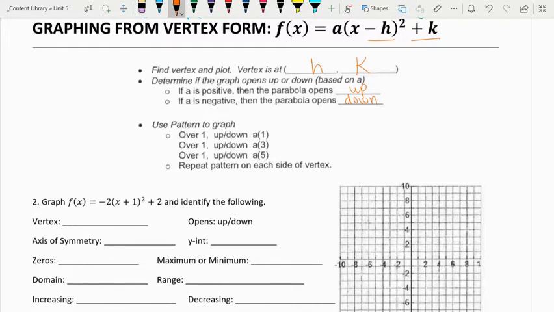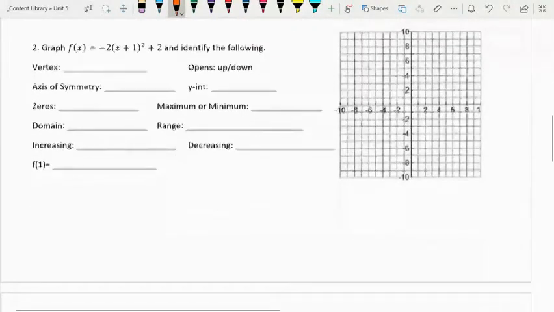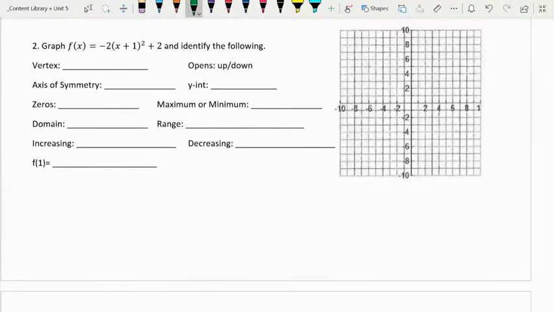And then we graph the rest of it by doing our a times 1, 3, 5. I write it this way, and then I write whatever it is. And you'll see that in a second. So, looking at number 2, we can pull out our vertex here, which is (-1, 2). And let's go ahead and graph that.